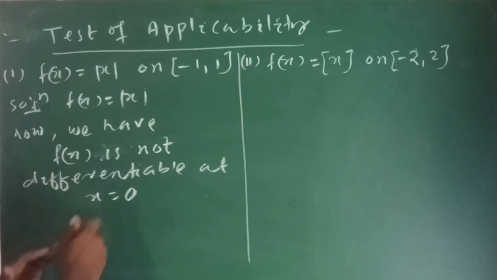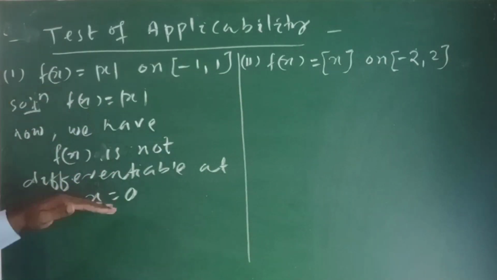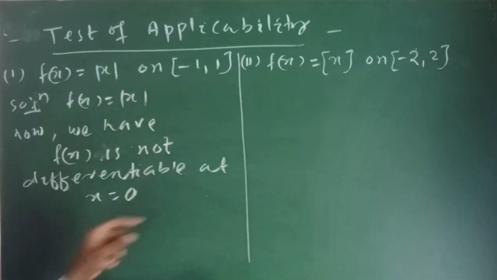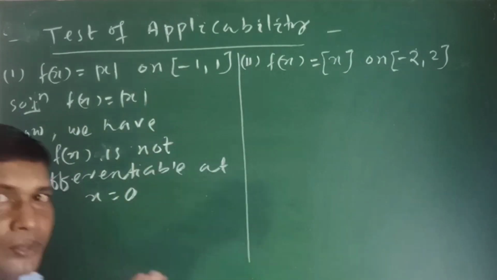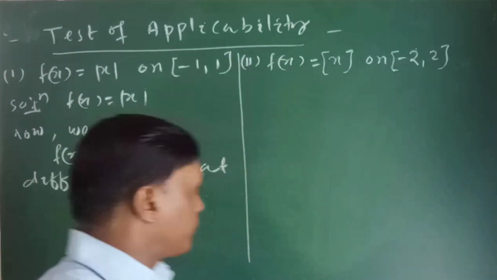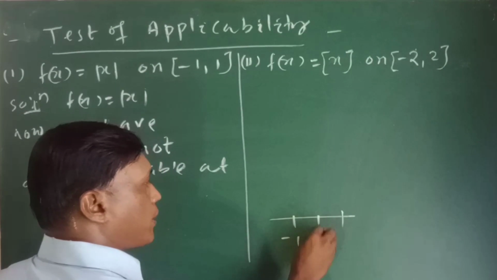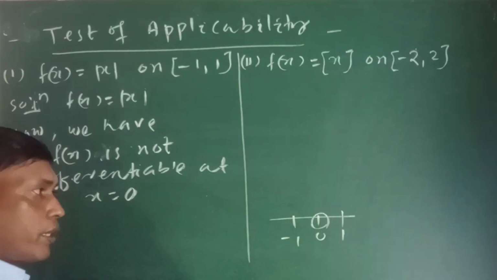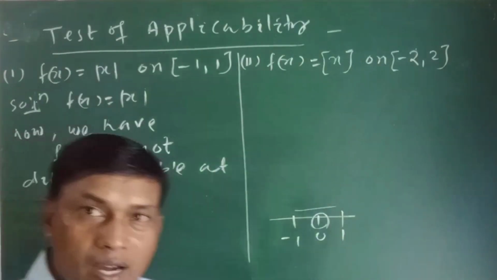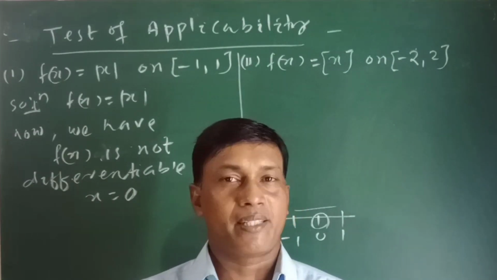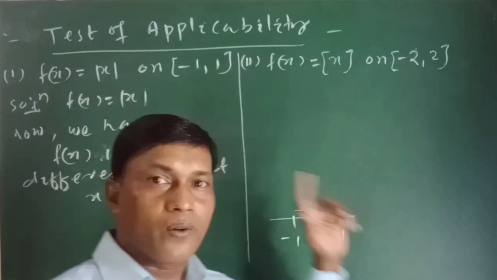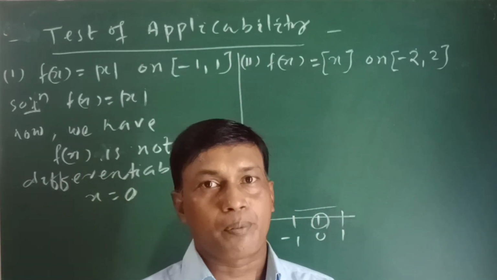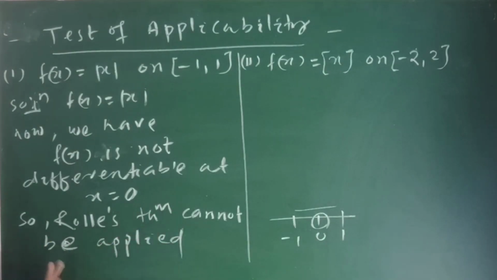So in order to show that Rolle's theorem is applicable, the function should be differentiable at every point within this interval. 0 is a point between minus 1 and 1. This is the number line, minus 1, 0, 1. 0 is here, but the function is not differentiable. That means the function is not differentiable within this interval. So as this function is not differentiable, this function on this interval does not satisfy all conditions of Rolle's theorem. So Rolle's theorem cannot be applied.